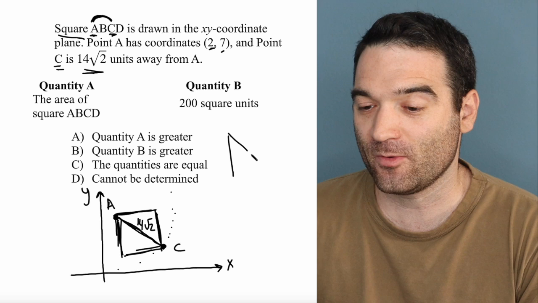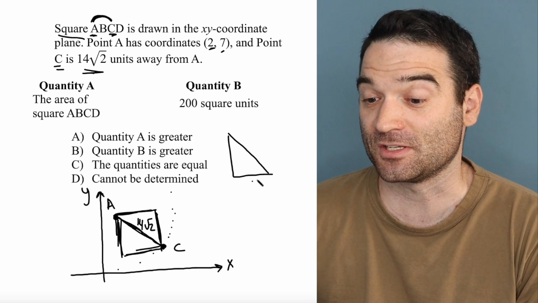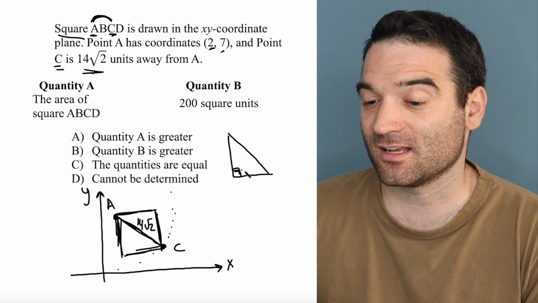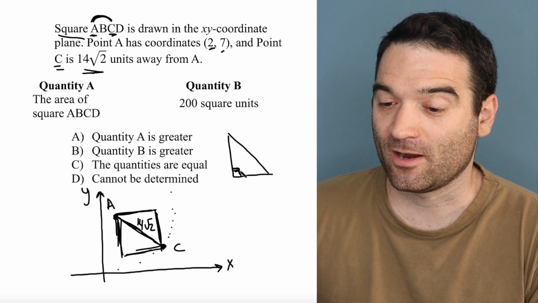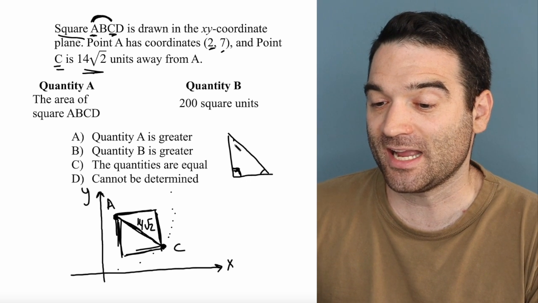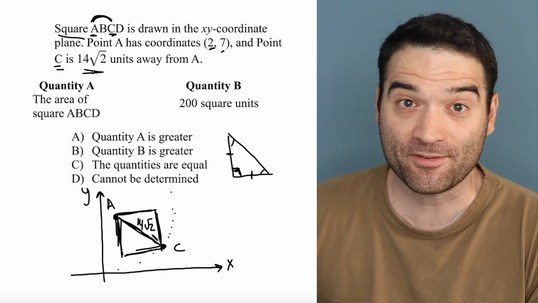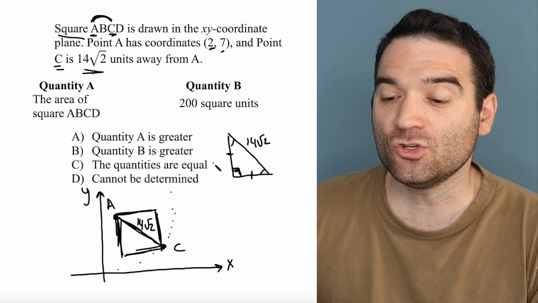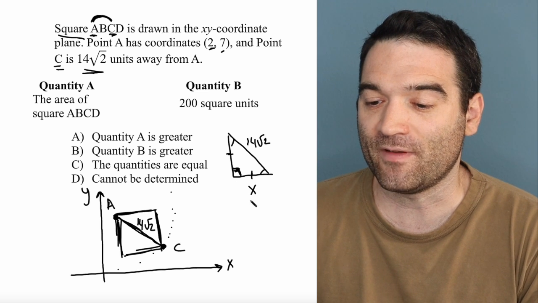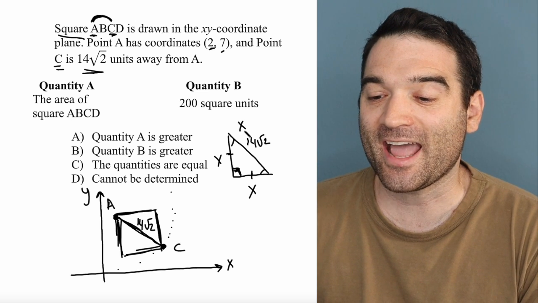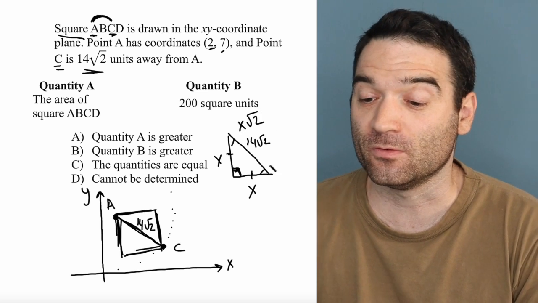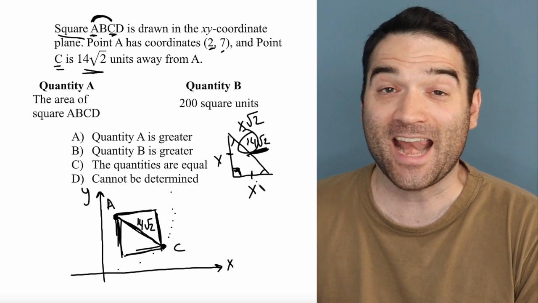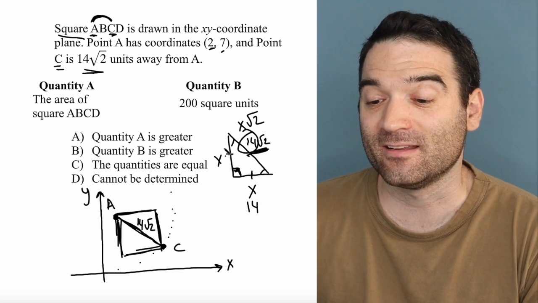And this is where knowing this shortcut for isosceles right triangles is very, very helpful. If I have an isosceles right triangle, that is to say, a right triangle with equal sides like this, which is what I have here because it is a square, I can assume that these sides are in the ratio of x, x, and x times the square root of 2. So if 14 root 2 is in the x square root of 2 spot, that means that x is 14, right?